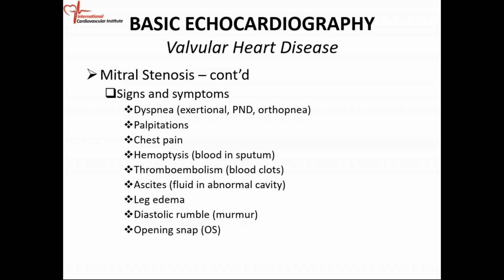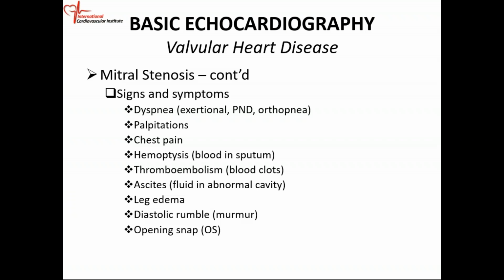But if it's a significant mitral stenosis, some of those patients will develop atrial fibrillation. Chest pain, hemoptysis, that's blood in the sputum because of the increased pulmonary venous pressure. Thromboembolism, because if the atrium gets huge, blood can stagnate in the left atrial appendage, and you can get blood clots. And worse, if they develop atrial fibrillation, then they definitely will form blood clots in the left atrial appendage.